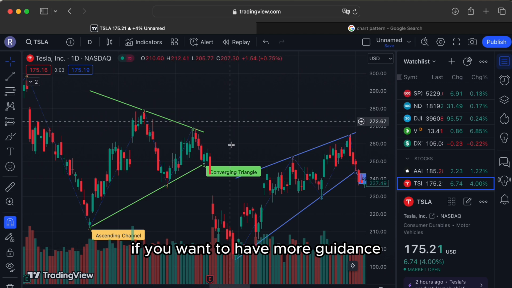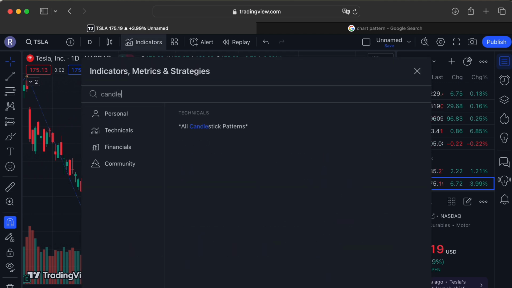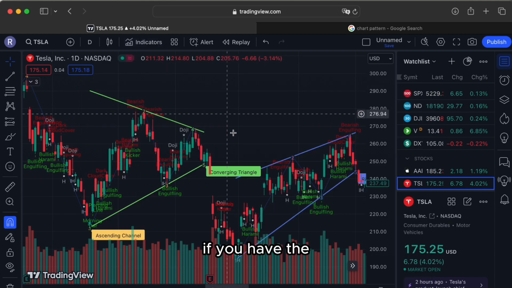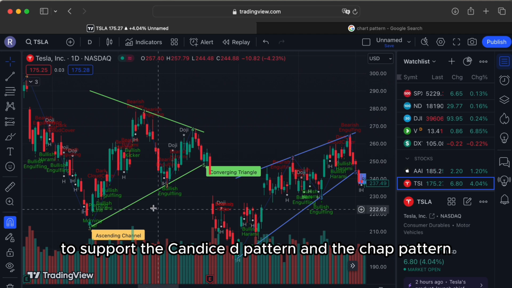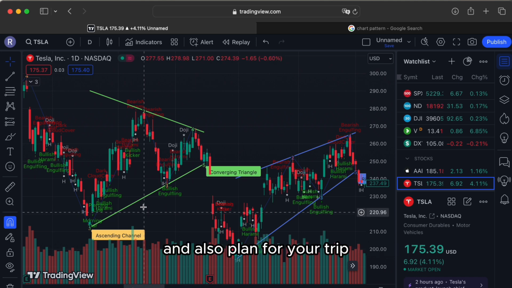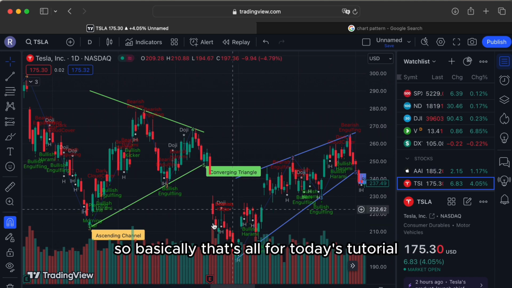If you want more guidance, you can also add a candlestick pattern into your graph. If you have the two supports, the candlestick pattern and the chart pattern, you can more easily know how to trade and also plan for your trade. So basically that's all for today's tutorial.